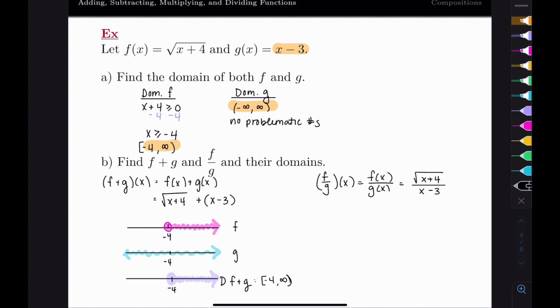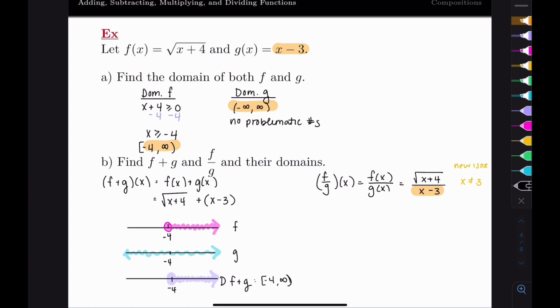Okay. And then again, if you were to find f minus g, same domain. If you were to find f times g, same exact domain. What changes is now over here because we introduced the variable in the bottom. So immediately I have a new problem. I now also can't have +3 as one of my values for x. So this is a new issue that arises.